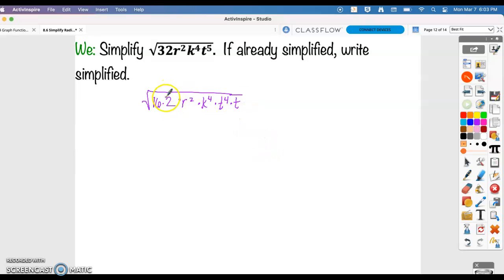We're going to take out those roots. So square root of 16 is 4. Square root of r to the 2nd would just be r, because square root of r squared is r. Okay. K to the 4th would be k squared. Same thing with t to the 4th, it would be t squared. What is left on the inside is 2t.